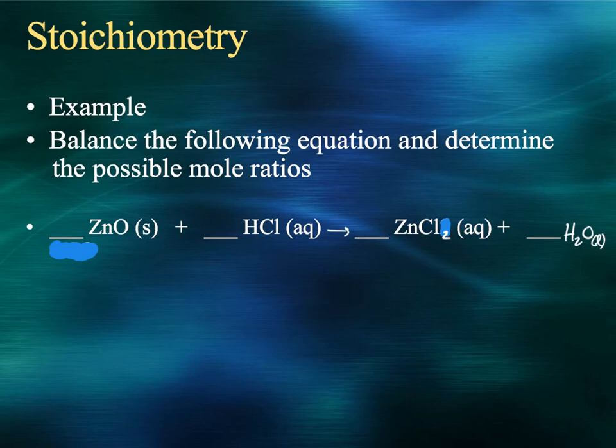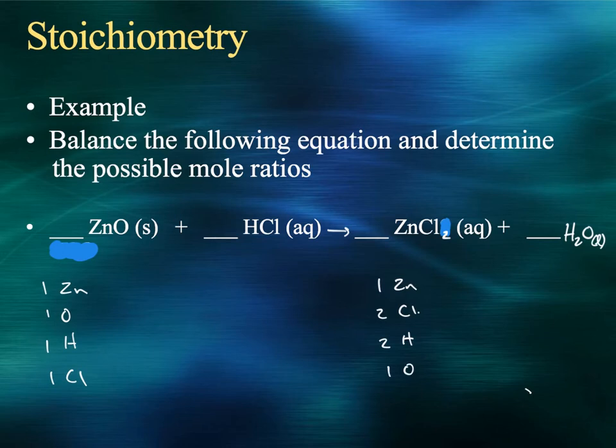Okay, one more example. Balance it and then determine the possible ratios just like we did. Okay, so let's see here. So we got zinc. We got 1 zinc on the left, 1 oxygen, 1 hydrogen and 1 chlorine, so 1's across the board. And then on this side, 1 zinc, 2 chlorines. We've got 2 hydrogens and 1 oxygen.